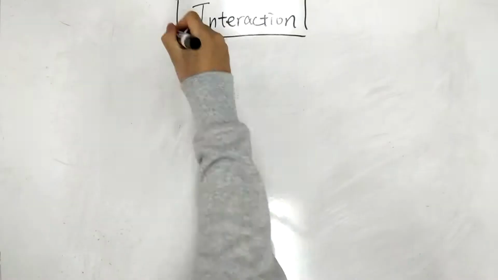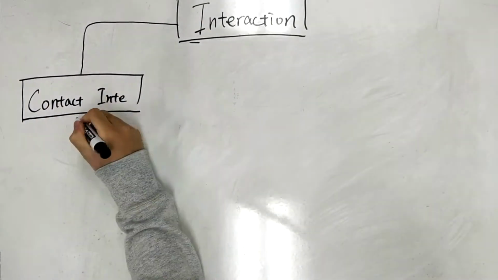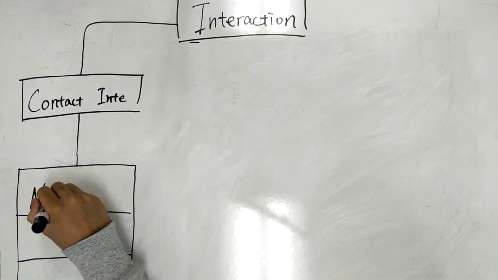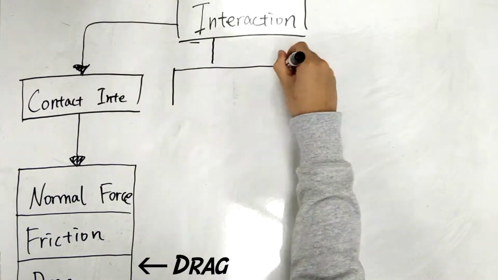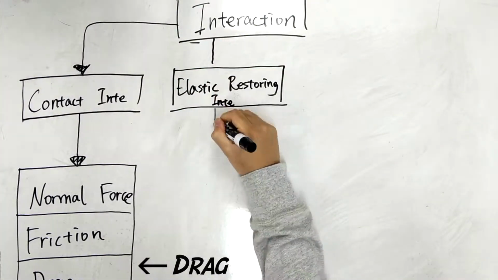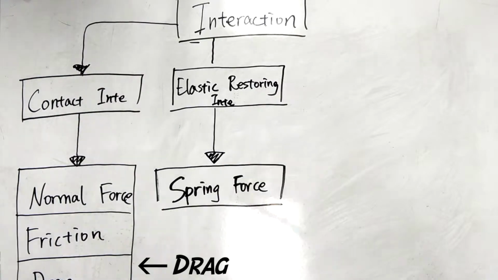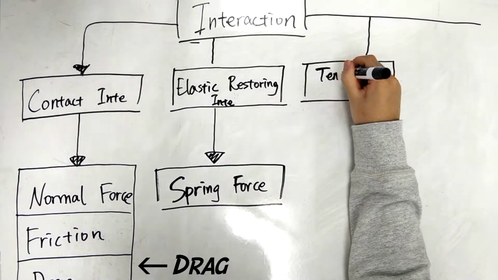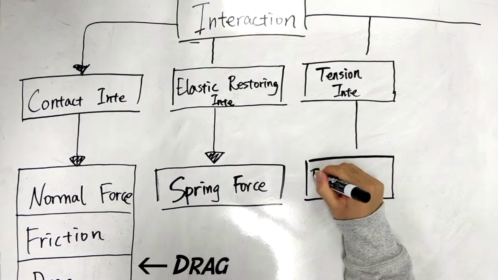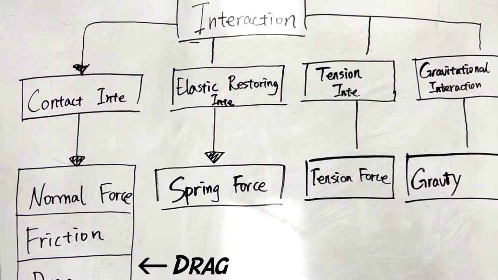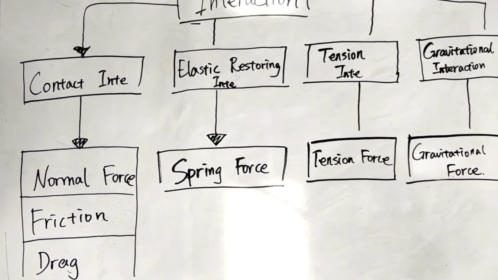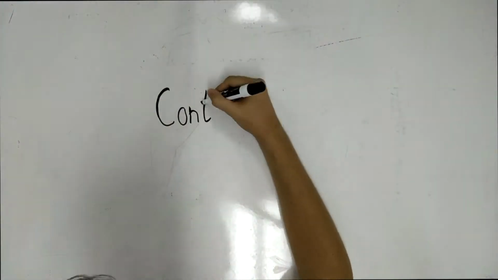Let's take a look at the interactions that occur in Newtonian physics. The contact interaction is the first up, and it is responsible for the normal force, the friction force, and the force of drag. Second up, we have the elastic restoring interaction, and this is responsible for the spring force. Up next, we have the tension interaction, and this one causes the tension force. Finally, we have the gravitational interaction, and this one is responsible for, well, gravity, or gravitational force to be proper. Let's take a more in-depth look at each one of these specifically.